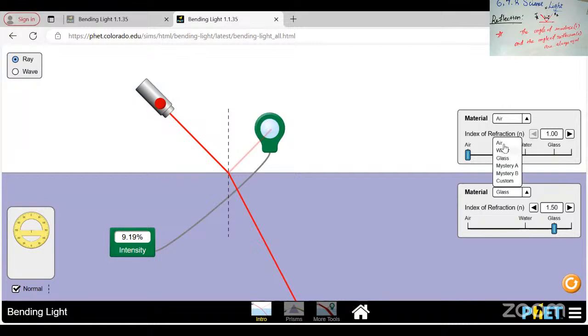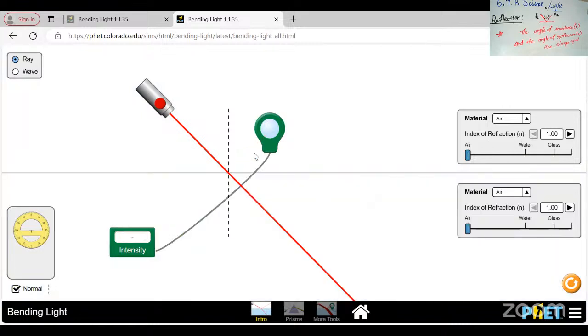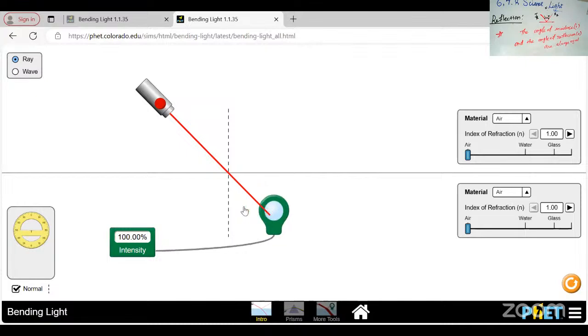Air to air. What is the difference? There is no difference. Air and air, both media are the same, so there is no change. The above part and the below part, I choose the air medium. The intensity is no change. So the light power has no change, only 100%. So this is the introduction part of this area.